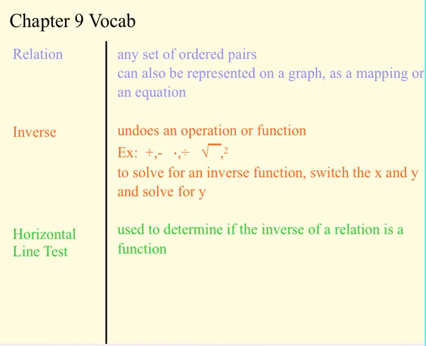Horizontal line test is used to determine if the inverse of a relation is a function. So the initial relation might not be a function, but its inverse could be.